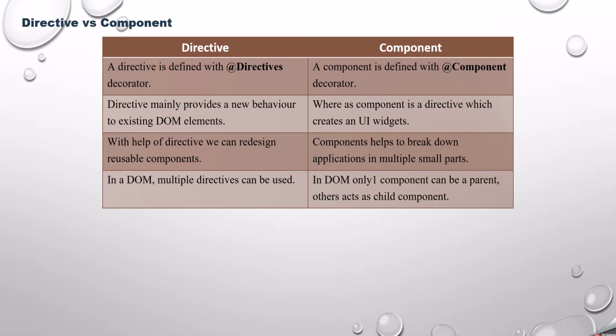Now, in a DOM multiple directives can be used. So one of the major differences is that one component can have multiple directives, whereas in a DOM only one component can be considered as a parent. But yes, of course we can have multiple child components, which we will be discussing in our next video sessions. So guys, these are the major things we have covered, which is why I have explained why a directive is required and its differences.